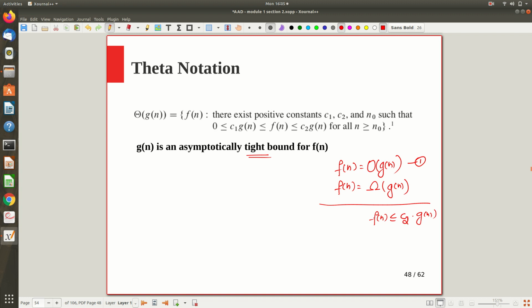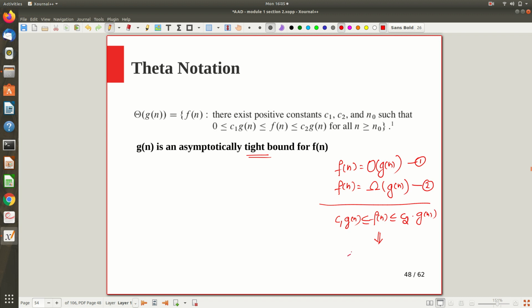Similarly, equation number 2: this c into g of n should be less than or equal to f of n. Let me take a different constant, say c1. So from conditions number 1 and 2, I'm getting this. This says that f of n is sitting as a sandwich between some constant c1 into g of n and another constant c2 into g of n. I'm just varying these constants only.